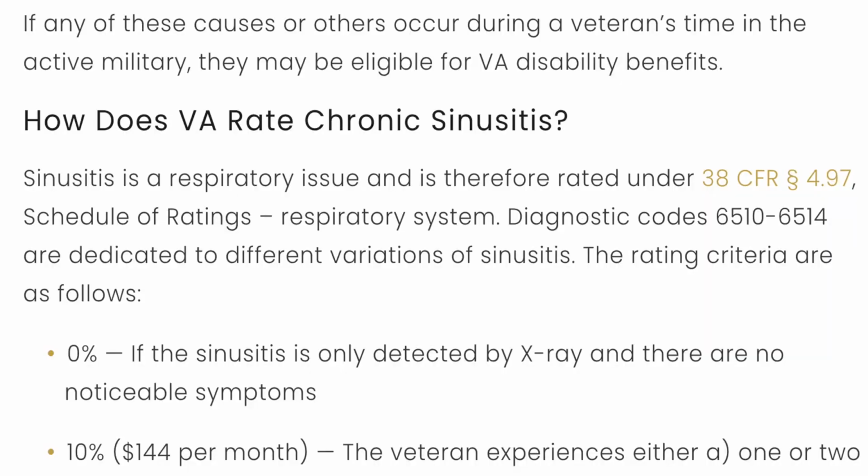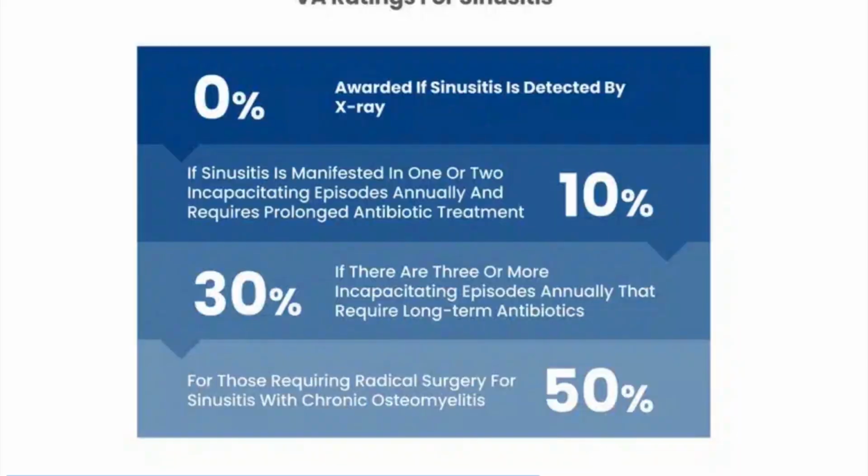VA rates chronic sinusitis under diagnostic code 6510 through 6514. So you could have 4 different ratings for sinusitis. You have 50% rating, 30% rating, 10% rating, and 0% rating. The lower your symptoms, the lower your rating. So with sinusitis, you either have these symptoms or you don't have these symptoms. That's where you get the rating.